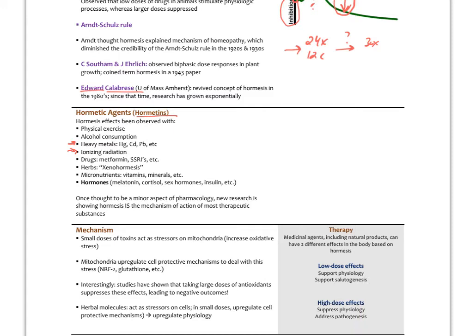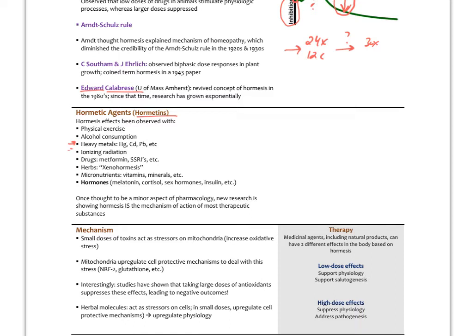So I'm going to be making a big point that a lot of these antioxidant type things and whatnot actually are maybe doing the opposite of what we really want them to do. A lot of drugs we know are actually working through hormetic mechanisms.